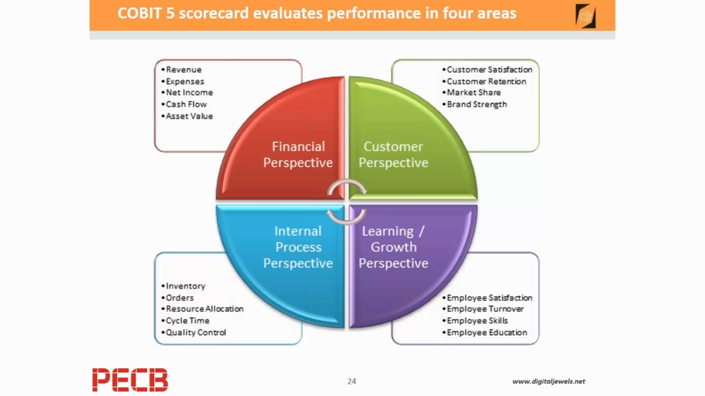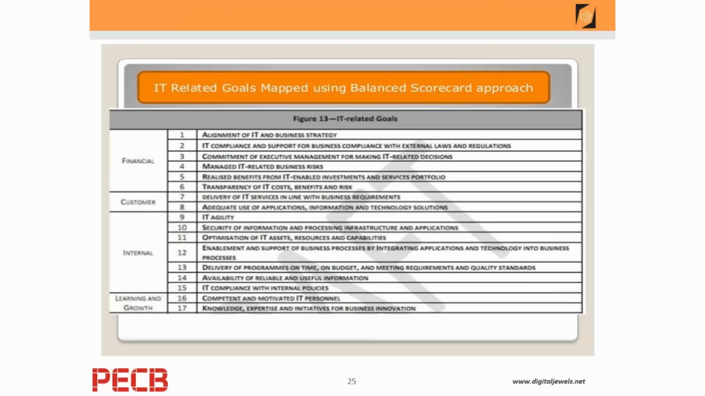So with regards to internal perspective, you could be looking at the inventory, the order, resource allocation, and quality controls. Learning and growth. Of course, a lot of organizations say their key strength is their personnel, their staff, and that's why the learning and growth perspective is quite important. Employee satisfaction, turnover, skills, and education. And this has actually been fully outlined in this particular slide. I will not go into all the details, but this helps you to easily see the areas of focus for you to have a balanced performance measurement in our environment.